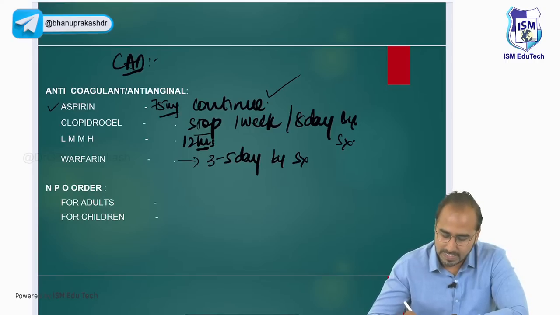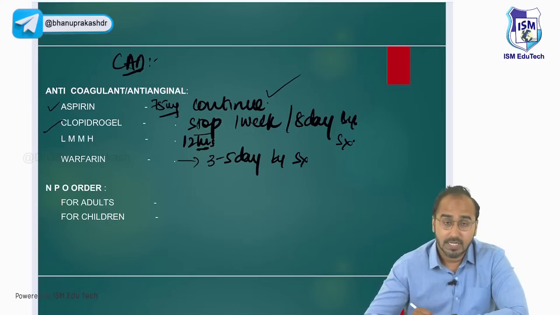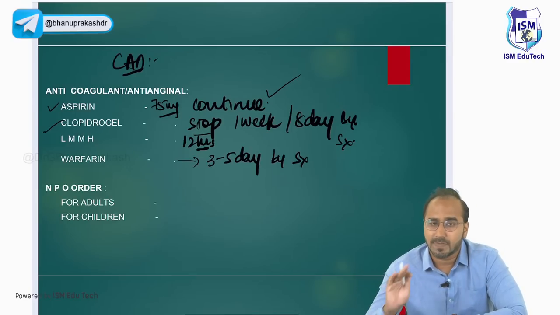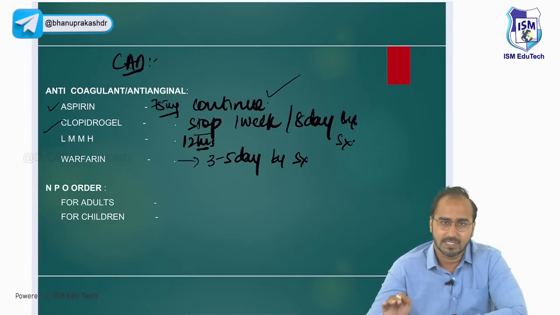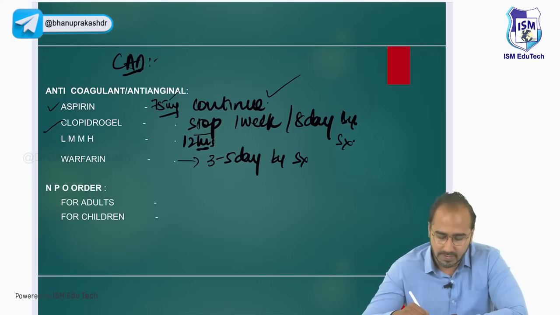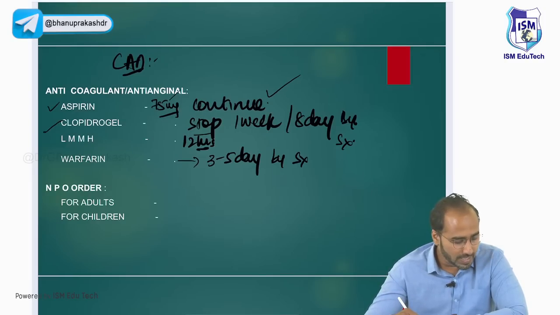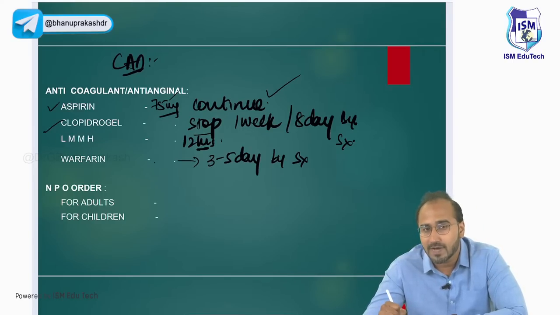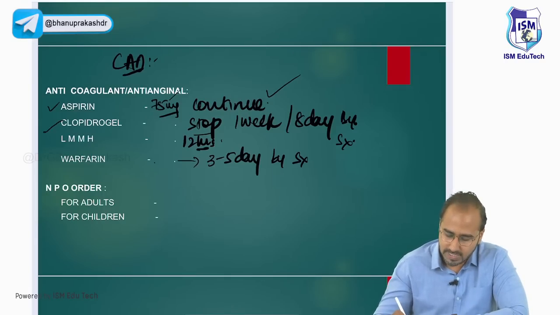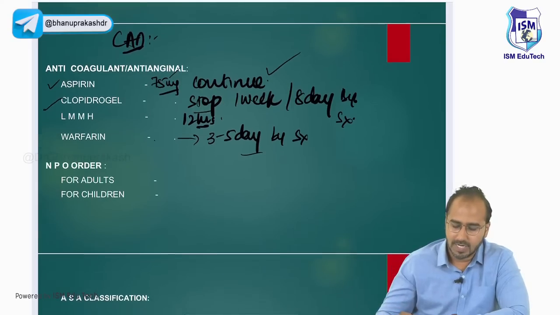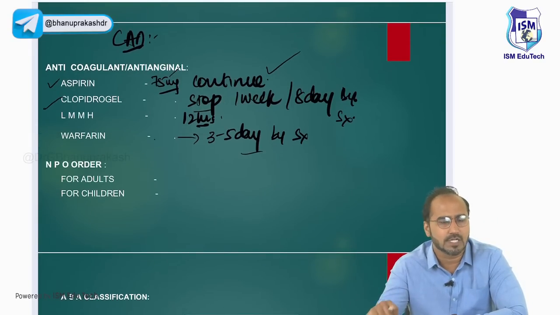So basically remember guys, clopidogrel you are stopping. There are many other drugs, but these are the most important ones. Aspirin can be continued. Clopidogrel needs to be stopped 8 days before surgery. Low molecular weight heparin should be stopped 12 hours before surgery. Warfarin needs to be stopped how many days, guys? Warfarin we will stop 3 to 5 days before surgery. Right, there are other drugs also, but these are the important ones that I am discussing.